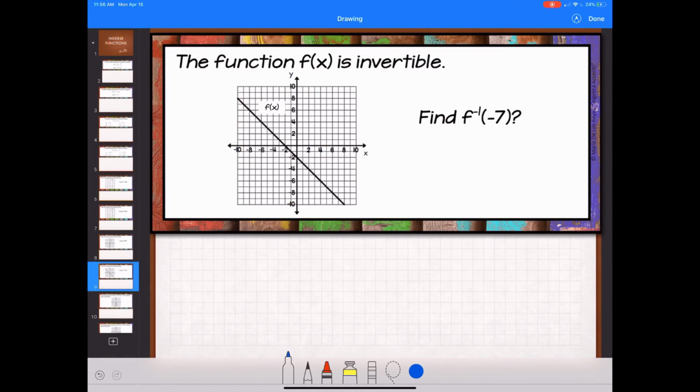Okay, let's take a look at this one. So the inverse function of -7. Normally we say -7 is the x, but since this is the inverse, -7 is the y. Right here, I go to my graph, and on this graph, the point is at 5, -7, which means the inverse is -7, 5. So my value is 5.